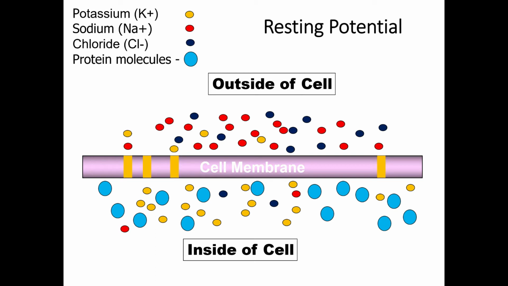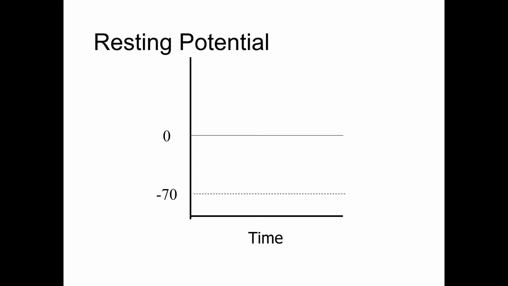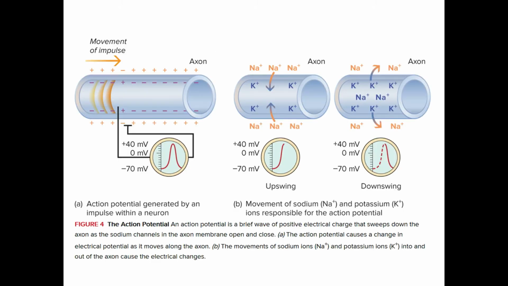So you can see that inside the cell there are more negative ion molecules. And we will use this figure to keep track of whether the inside of the neuron is negatively or positively charged. Again, during the resting potential, the inside of the neuron is negatively charged at about negative 70 millivolts. But when the neuron is ready to pass on the message, then action potential happens, creating the wave of positive electrical charge that sweeps down the axon. But notice that as soon as this wave passes by, the inside of the neuron immediately goes back to a negative state again.